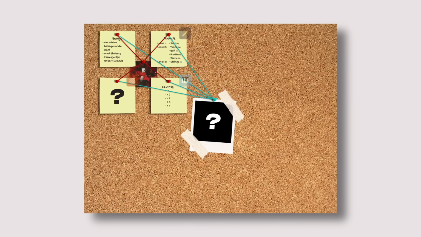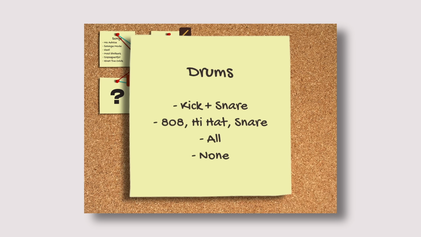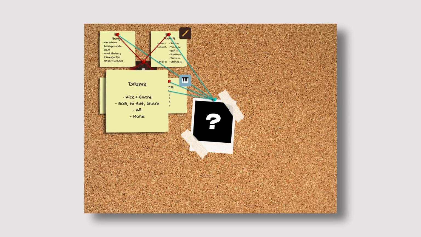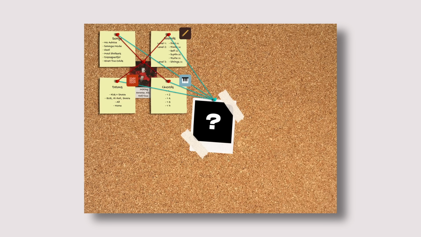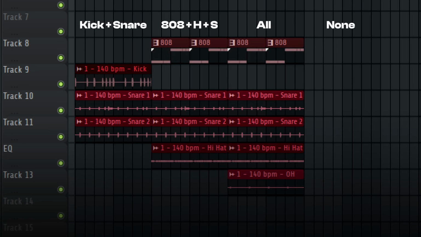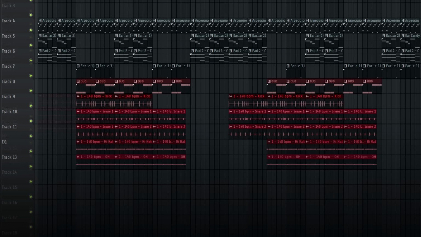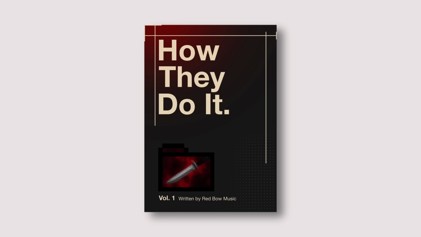And for the drum structure, you usually want to keep it in one of these 4 settings. Either 8-bar sections of kick and snare, 808s, hi-hats and snare, all of the sounds, or none of the sounds, which in FL looks like this. And using these structures, you basically play Lego and build yourself a beat. Again, more on this in the ebook I'm making for this video.